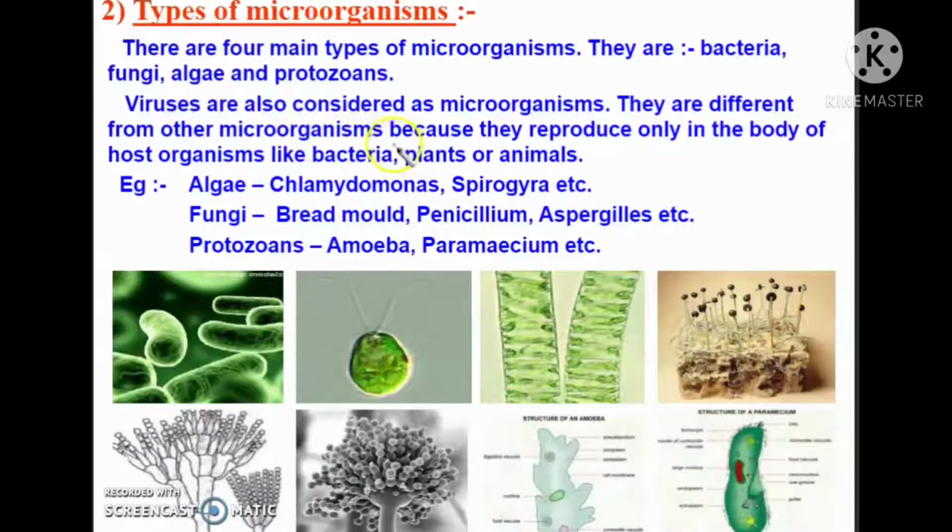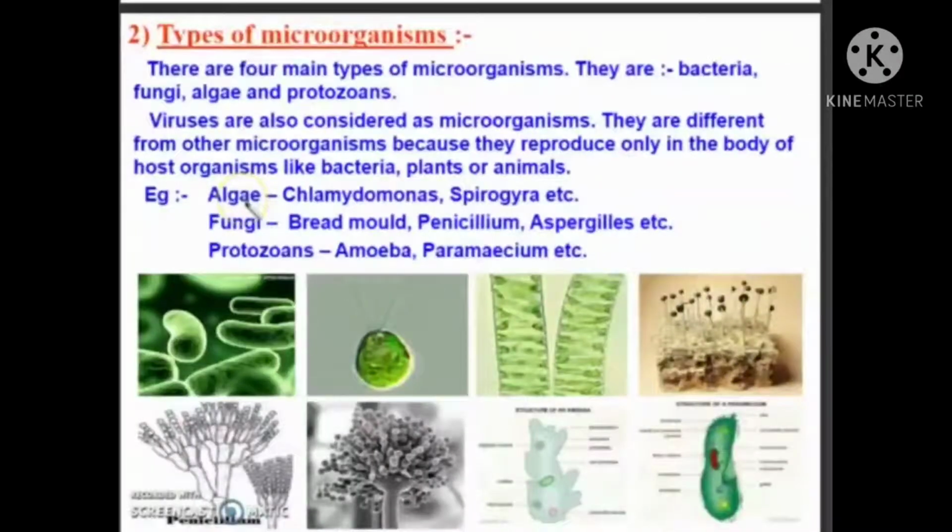So what is the difference between microorganisms and microscopic organisms? Viruses are microscopic, which means we can see them only by microscopes. Whereas microorganisms are organisms, they are living, and they are so small that we cannot see them by our naked eyes. I hope you understand the difference between these two: microorganisms and microscopic things.